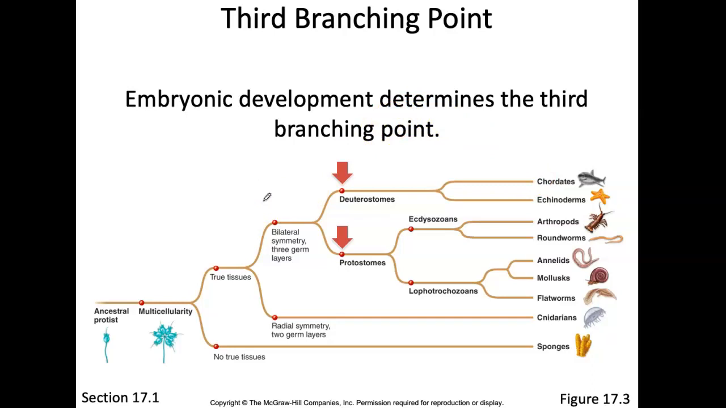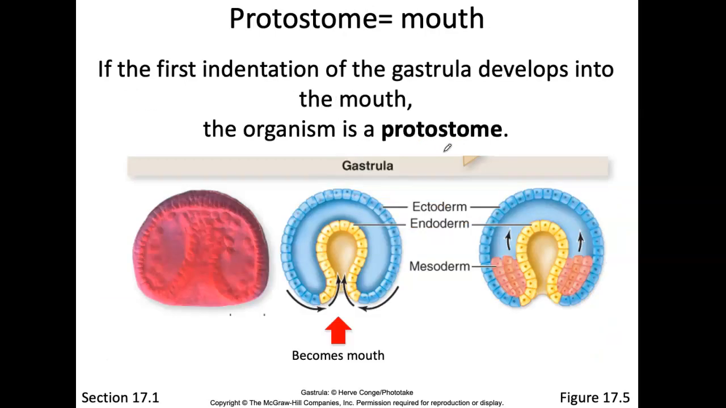It determines this third branching point. And we're trying to distinguish whether it's a deuterostome or a protostome. Okay? Deuterostome or protostome. And what does that mean?